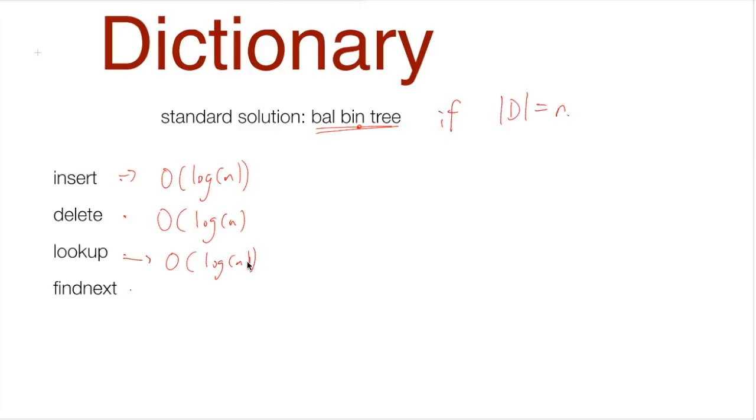What about find next? How would you do a find next in a balanced binary tree? You basically first find the node, and then traverse the tree using the properties of the tree to find the very next element that's in that tree. Try to find the first guy that's to the right. That's not a precise description, but in general, this can be done in O of log n as well. All of these operations take log n.